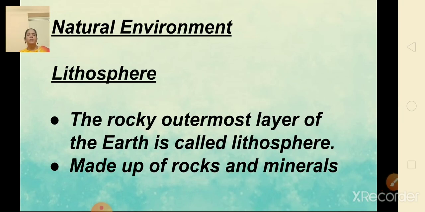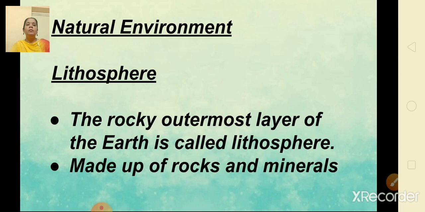First one, lithosphere. Now children, let us understand what is lithosphere. So what is lithosphere? Children, the rocky outermost layer of the earth is called the lithosphere. The term lithosphere means the rocky crust. It includes the crust and the upper part of the mantle. The average thickness of lithosphere is about 100 kilometers. It is made up of rocks and minerals.